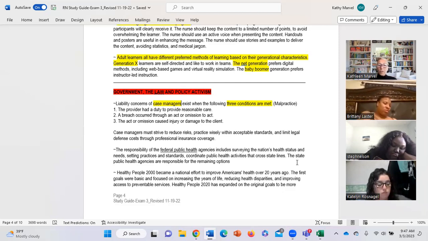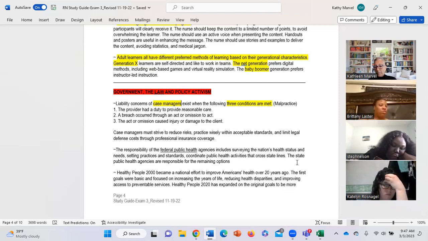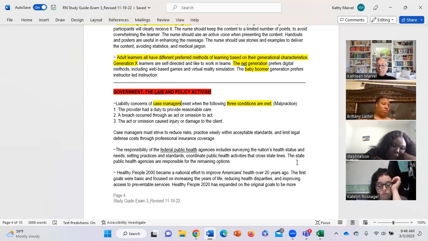Right? Remember, this section is government, the law, and policy activism. So it is the response. I mean, who has directed us through this COVID pandemic? CDC, right? And the states have followed CDC guidelines. And the localities in each state have followed their state's public health department, right?